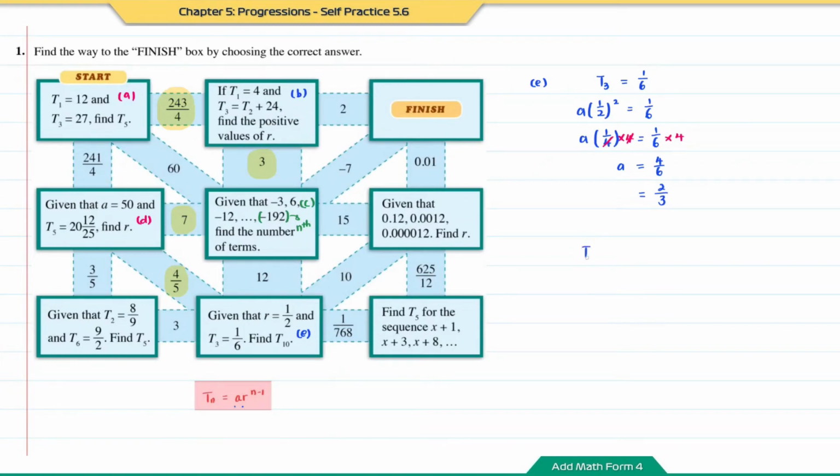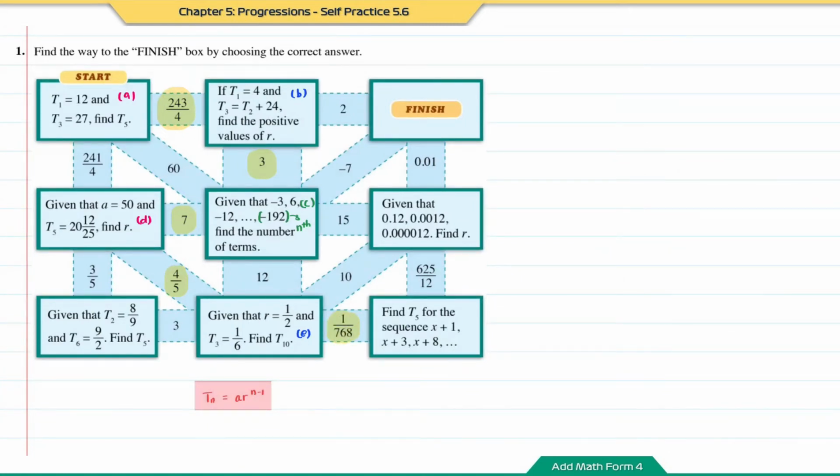Now to find the T10, the A is 2 over 3, the R is 1 over 2, and the power n minus 1 will be 10 minus 1, which is equal to 9. Solve this using your calculator, then the answer will be 1 over 768.